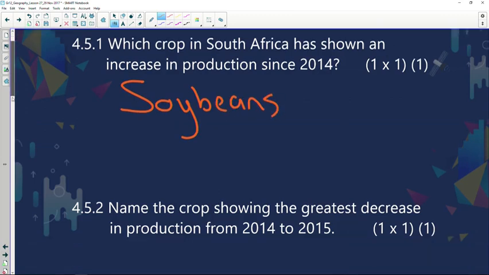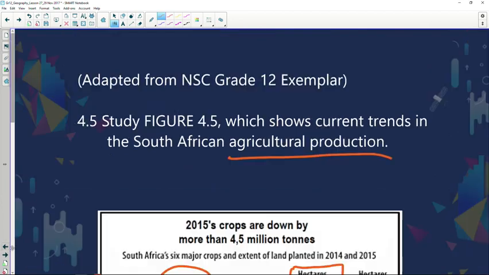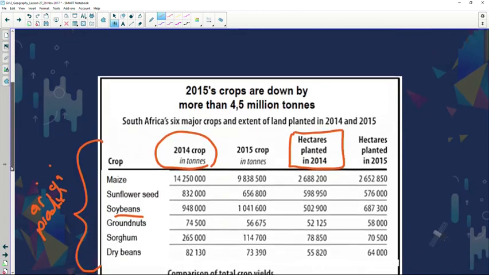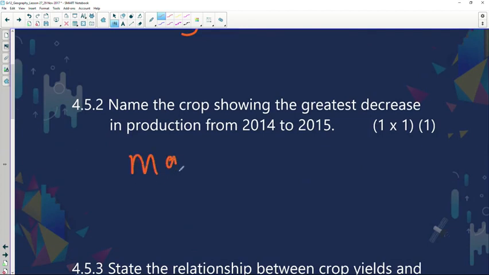So the correct answer is soybeans. Now if you look at our next question with the table, name the crop showing the greatest decrease in production. Let's quickly go back. Now maize has dropped almost by 5 million tons. Sunflower only 200,000. If we go there, 20,000. Definitely maize, almost by 5 million tons. Okay, that's incredible. That's a lot of maize, and you know that's staple food for the South African population. So definitely maize.